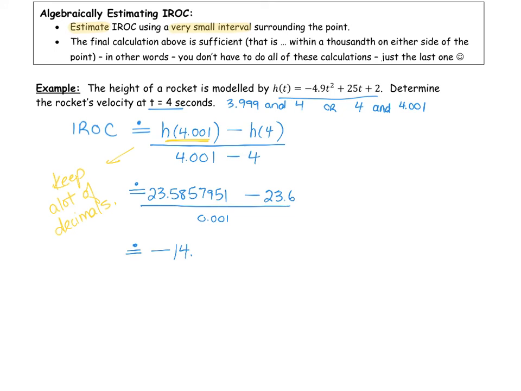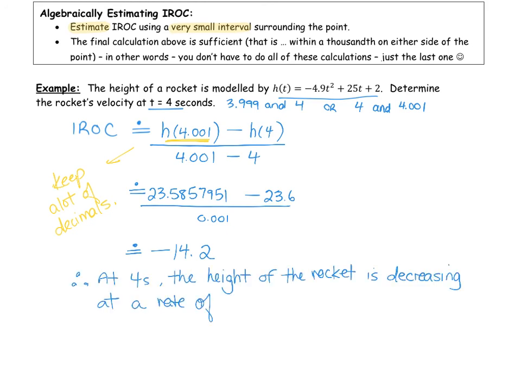I got negative 14.2. Okay, so now pause the video for a minute and see if you can interpret what that means in your sentence. Okay, so at 4 seconds, the height of the rocket is decreasing, right, because it's negative, at a rate of 14.2. Units here are easy. Units of height are meters. Units of time are seconds. So at a rate of 14.2 meters per second. Okay, so you're going to need to practice some of this. Good luck.